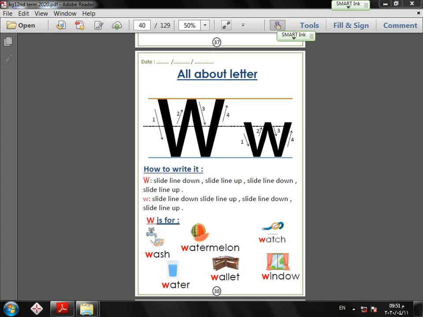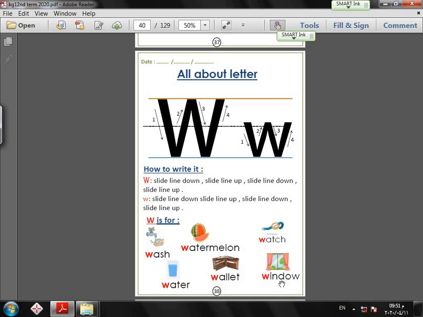W is for wash, and we have to wash our hands carefully. Wash, wash start with W. Watermelon, watermelon. Watch, watch. Water, wallet, window.